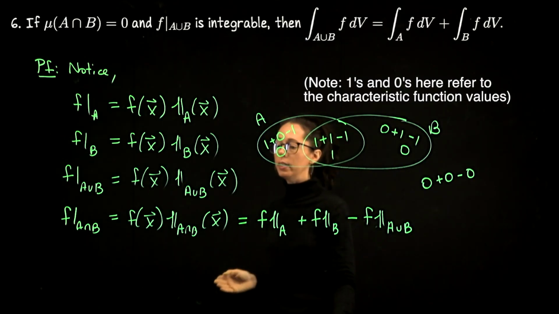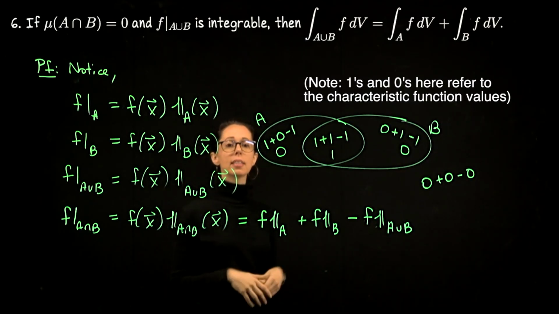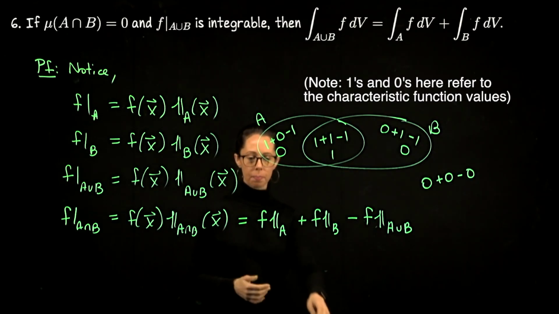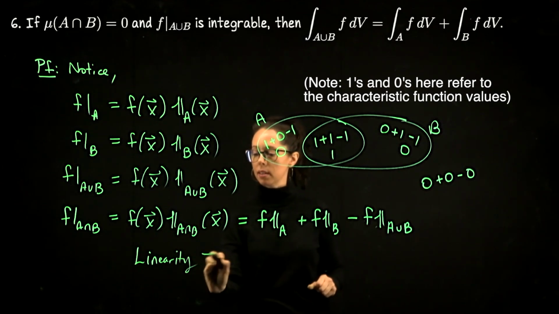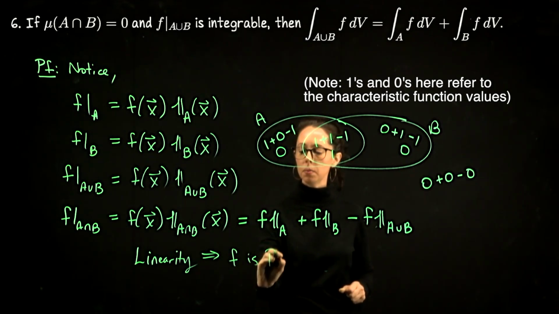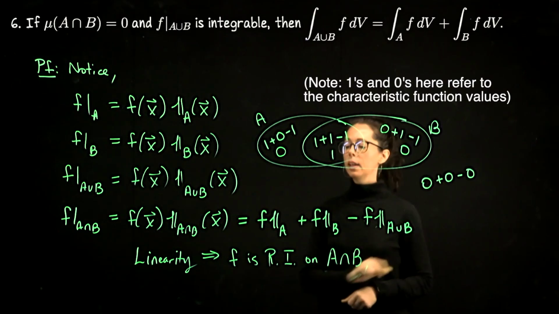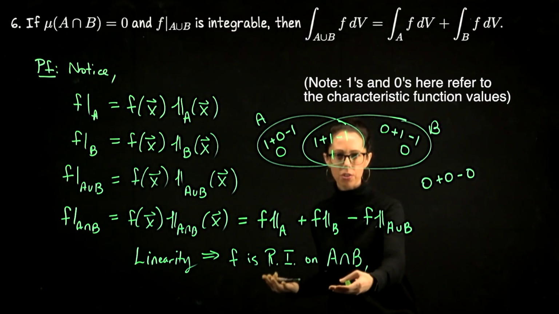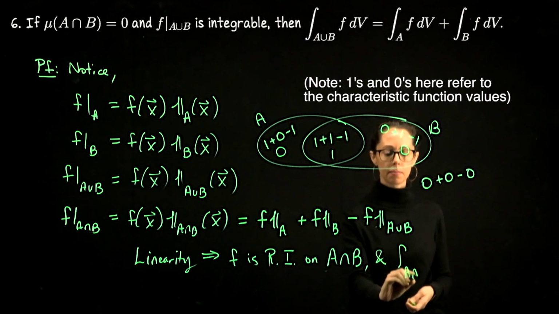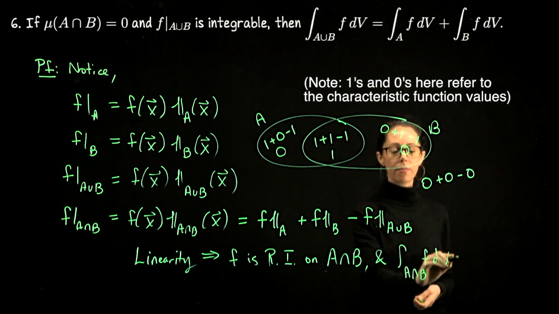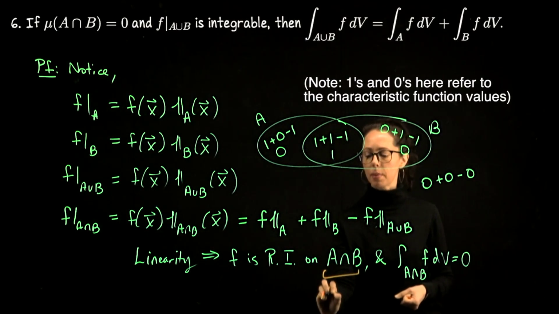And now that we have written this expression as a linear combination of Riemann integrable functions, it is also Riemann integrable. So linearity tells us that f is Riemann integrable on A intersect B. But by hypothesis, this set has measure 0. And we now conclude that on this intersection, the integral of f is 0, because I'm running out of room, so I'm going to erase this in just a moment, but this has measure 0.